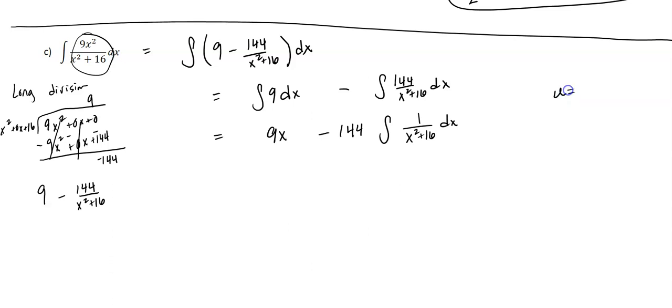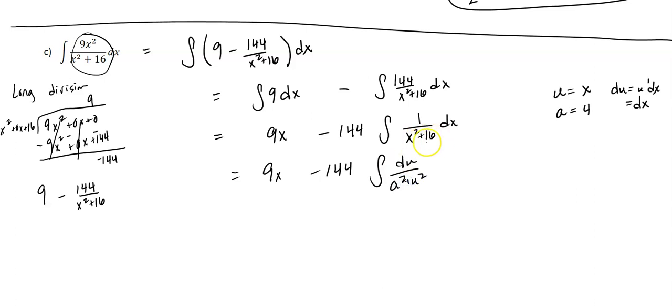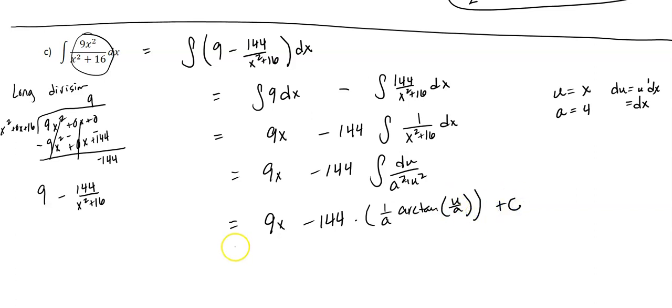If we let u be equal to x and we let a be equal to 4, du would be u prime dx, which is just dx. So this is minus 144 times the integral of du over a squared plus u squared, if you swap the order there, which you can because it's addition. So I'll have 9x minus 144 times the integral of this guy, which evaluates to be 1 over a arctangent of u over a, and that's all plus c.